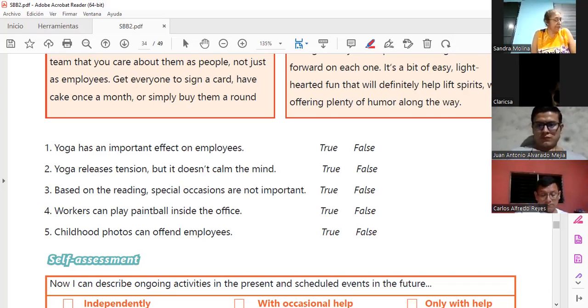Number two? Okay, Sandra. Sandra, number two. False. Yoga releases tension, but it doesn't hurt the mind in the text. Yoga can help alleviate stress, calm the mind, and release tension.